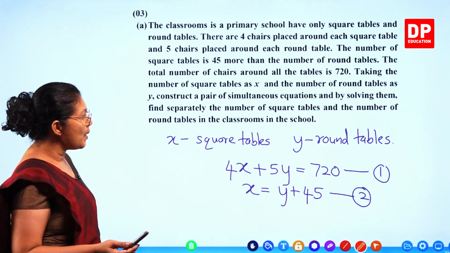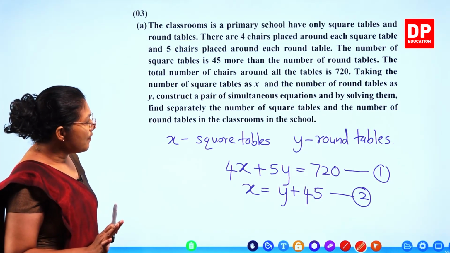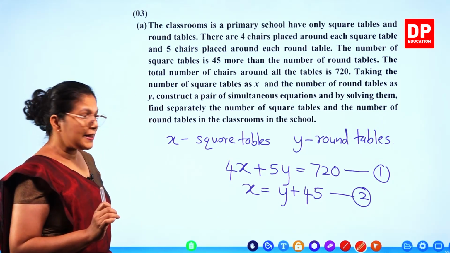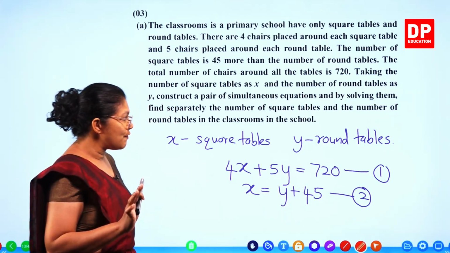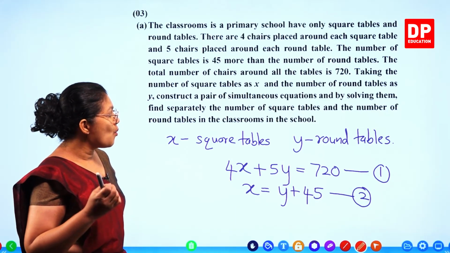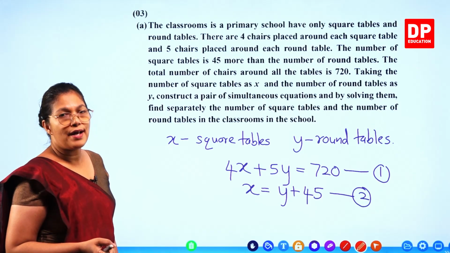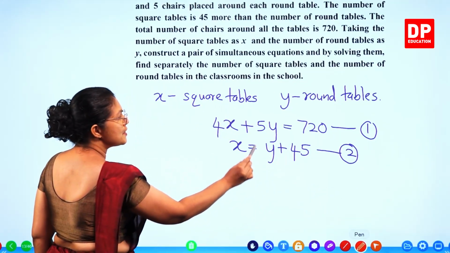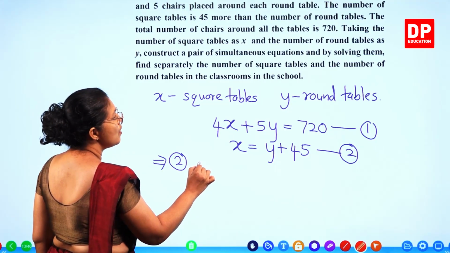That's called simultaneous equations. How are we going to solve these 2 equations? You can either take y to this side and solve, or use the substitution method. Can you remember substitution? We can substitute y plus 45 into this equation instead of x, and you get only the equation with y, and then find the y value. So let's use the substitution method now. Substitute equation 2 in 1.